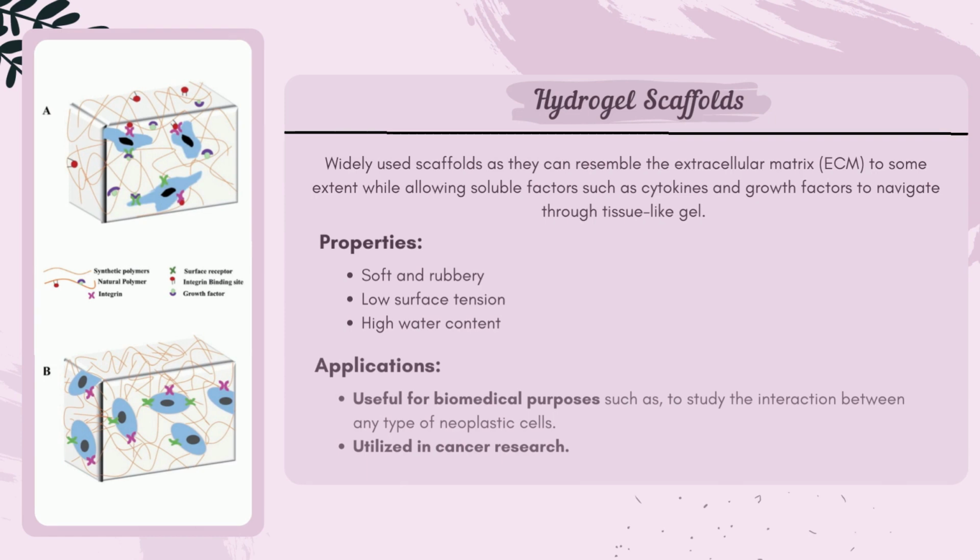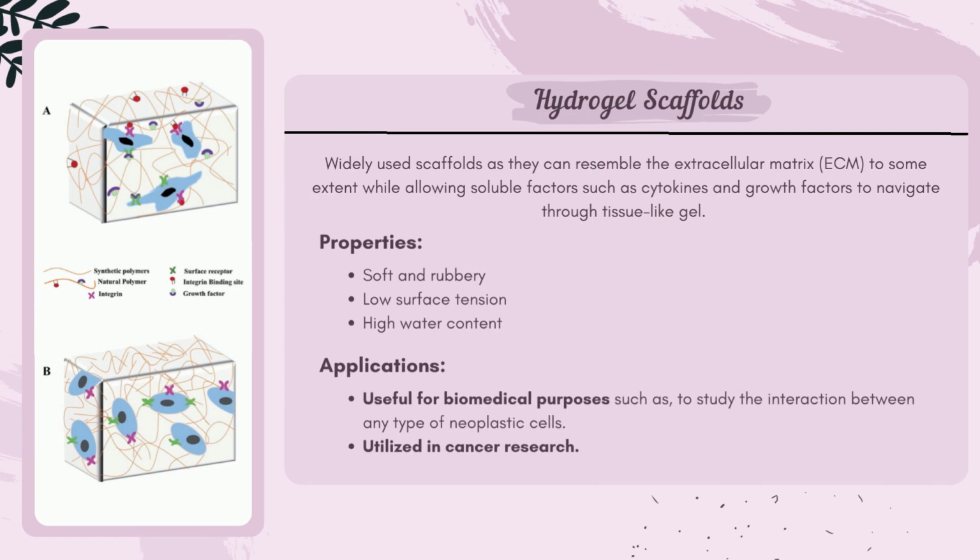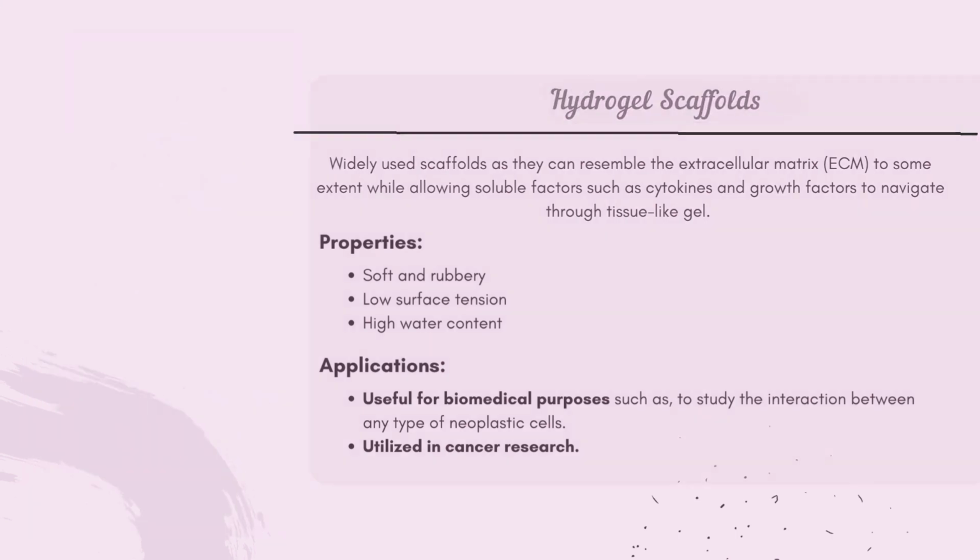Next, hydrogel scaffolds. Hydrogels are used widely as scaffolds because they can resemble the extracellular matrix or ECM to some extent, while allowing soluble factors such as cytokines and growth factors to navigate through the tissue-like gel. They have a soft and rubbery consistency, low surface tension, and high water content, so they are able to absorb a large amount of water, making them preferred substitutes for natural tissues. Hydrogels are very practical for biomedical purposes, and they are also utilized in cancer research.